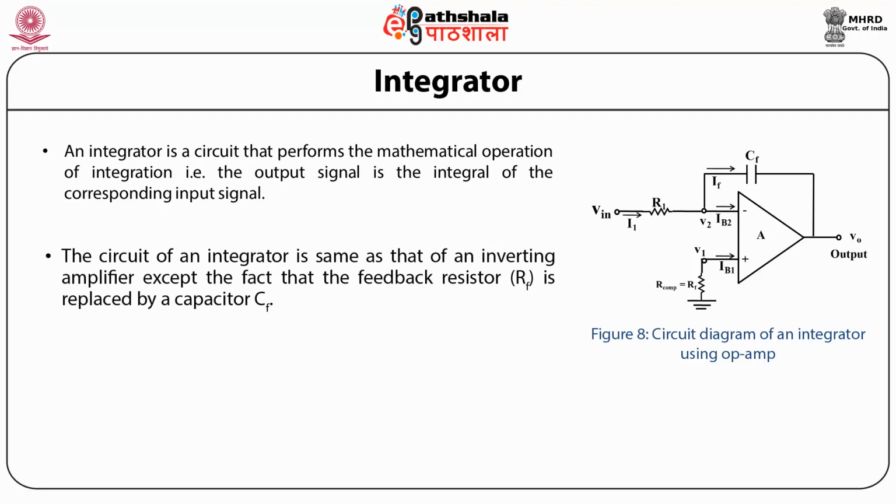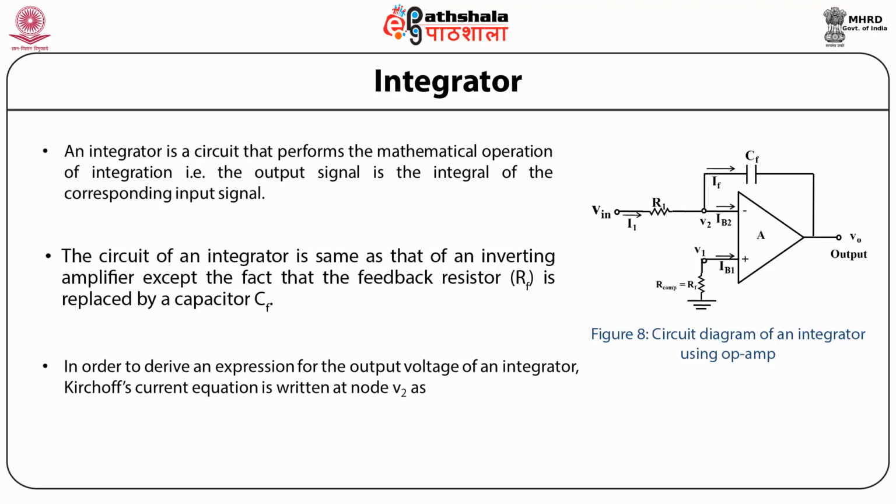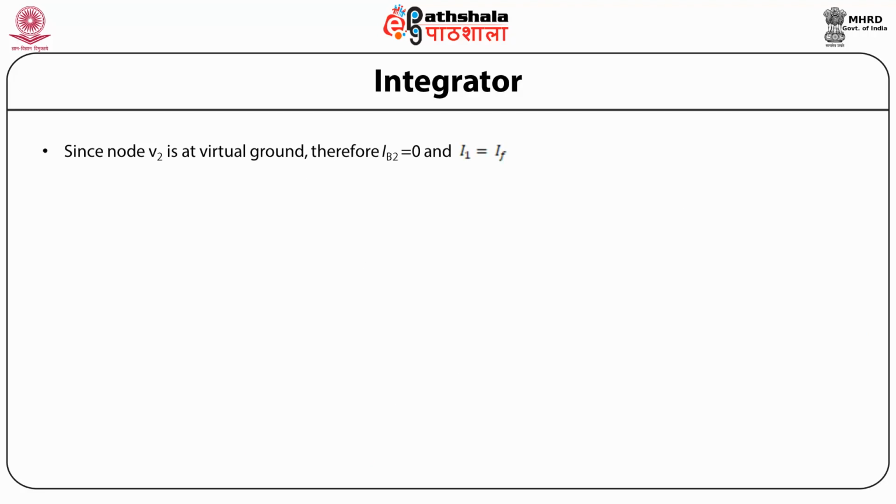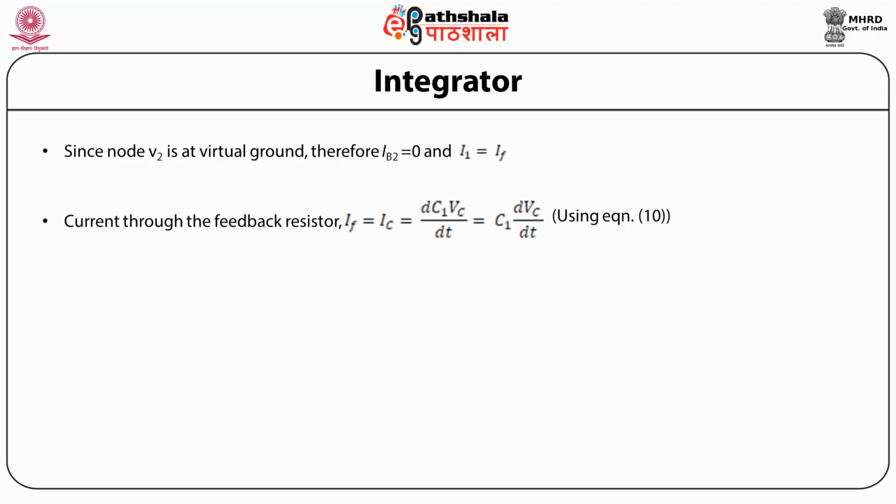The circuit of an integrator is the same as that of an inverting amplifier, except that the feedback resistor RF is replaced by a capacitor CF as shown in the figure. In order to derive an expression for the output voltage of an integrator, Kirchhoff's current equation is written at node V2 as I1 is equal to IB2 plus IF. Since node V2 is at virtual ground, IB2 is equal to 0 and I1 is equal to IF. Current through the feedback capacitor IF is equal to IC, which is d by dt of CF VC, which is equal to CF dVC by dt.